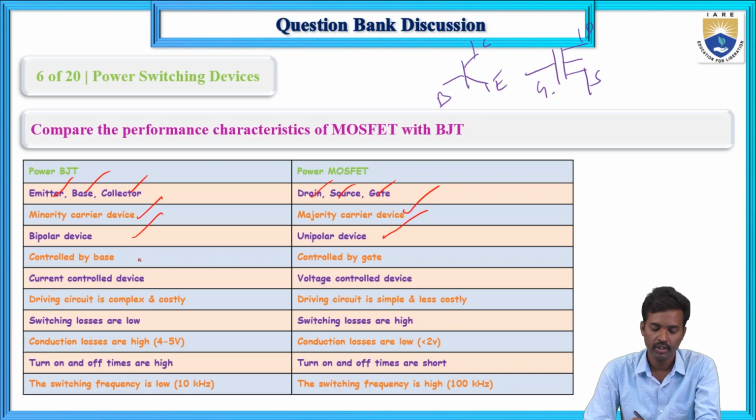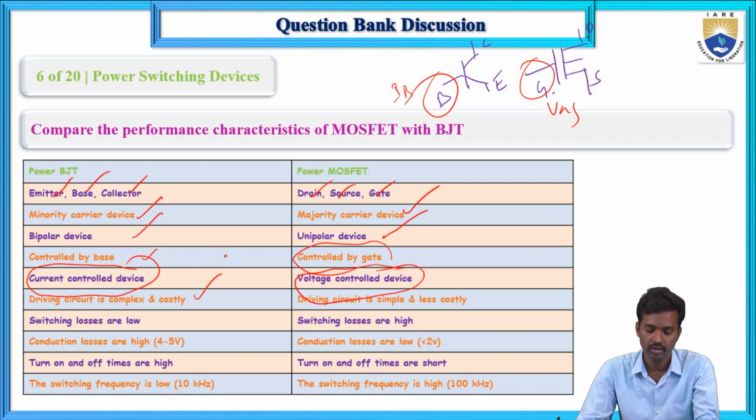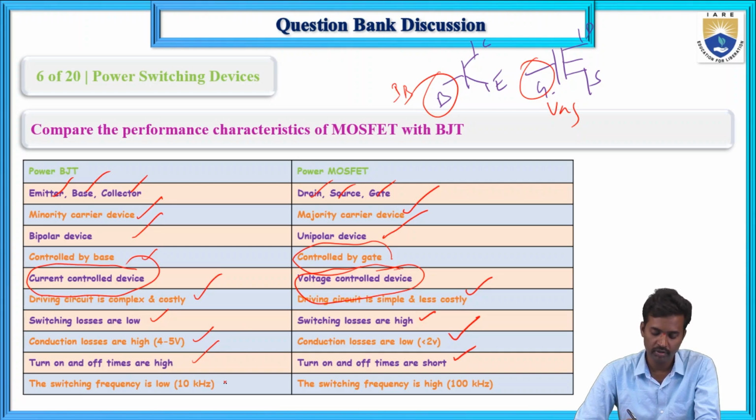BJT is controlled by gate current IB, and MOSFET is controlled by VGS, the gate. MOSFET is a voltage control device, BJT is a current control device. BJT driving circuit is costly and complex, MOSFET is easy, simple and less costly. BJT switching losses are low, MOSFET switching losses are high. BJT conduction losses are high and MOSFET conduction losses are low. BJT turn on and turn off time is very high, and MOSFET turn on and turn off times are very short. BJT switching frequency is low and MOSFET switching frequency is high.